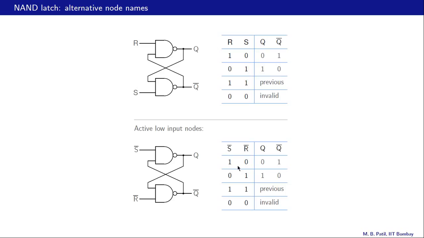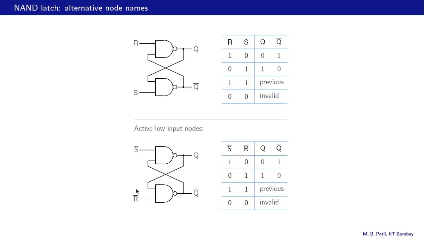If S bar is 1, R bar is 0, what does it mean? That means the reset input is active, set input is inactive, and that corresponds to this first entry over here. Similarly, when S bar is 0 and R bar is 1, that means the set input is active, the reset input is inactive, that corresponds to this row here, R equal to 0 and S equal to 1.